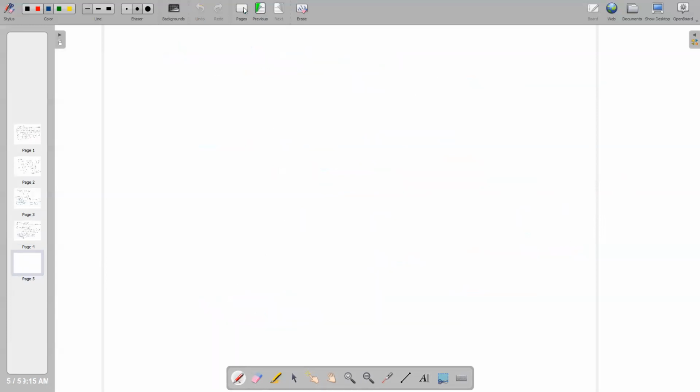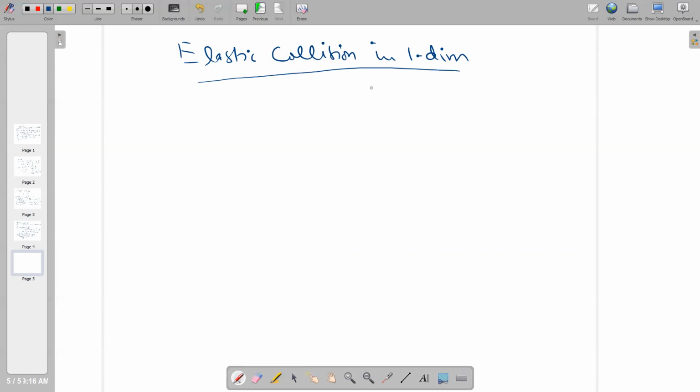Okay. Now I want to discuss with you the elastic collision in one dimension. One dimension means that the body is moving in a straight line. So suppose this is m1 and this is m2, its velocity is v1, this velocity is v2. They are colliding with each other, and after colliding, they are moving on the line, not in this way or this way. That's why it is called one dimension.